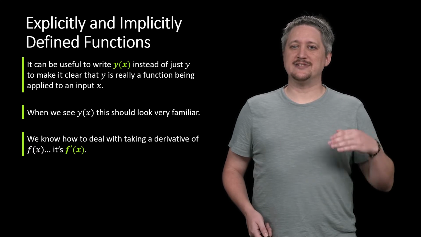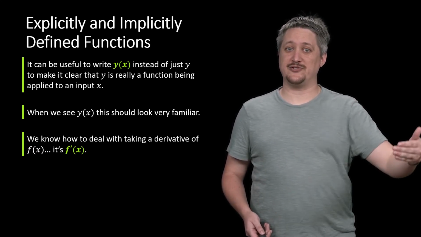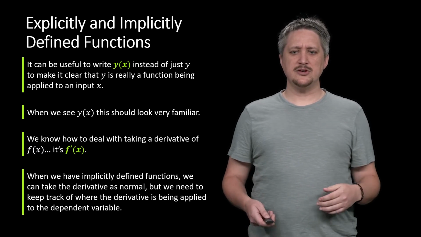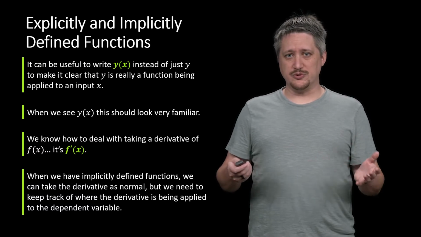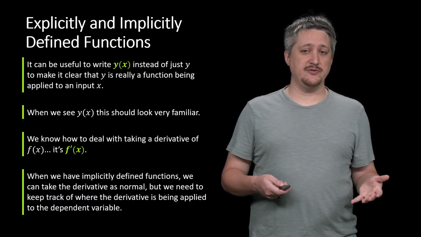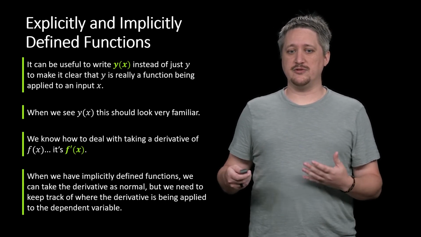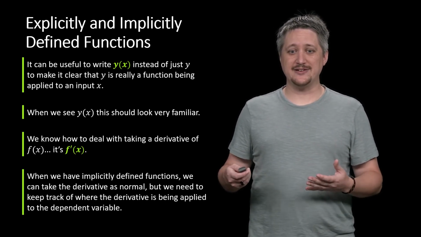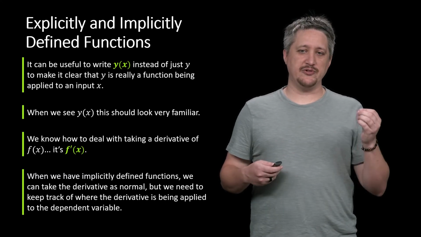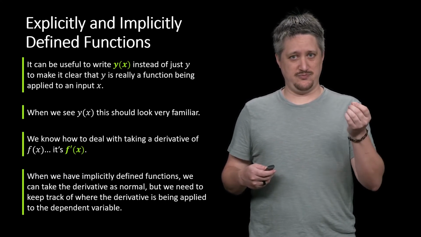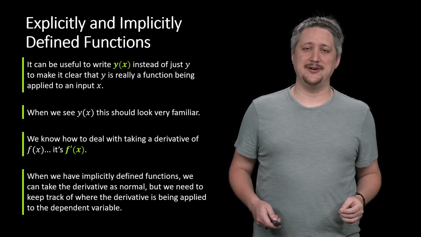So this is leading us down the rabbit hole of how we actually are going to tackle this from a calculus standpoint. So when we have implicitly defined functions, the rule of thumb is that we can take the derivative as normal, but then we're going to need to apply some sort of chain rule effect. Basically, we need to keep track of the fact that where the derivative is being applied to the dependent variable, we need to make note of that fact, okay?